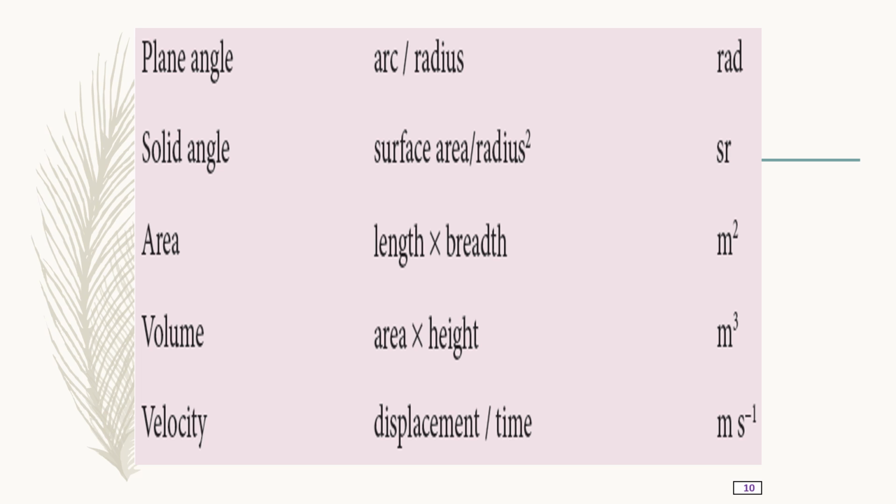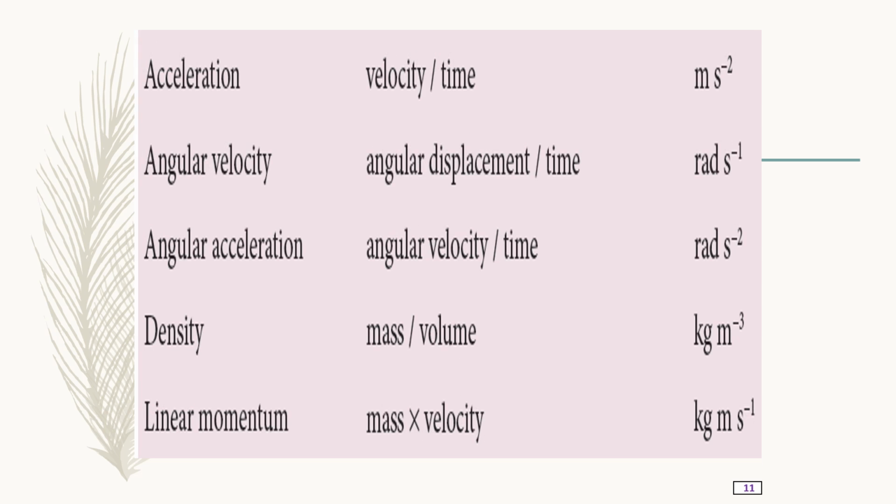Then we come to the velocity. The velocity formula is displacement by time and the unit is meter per second because the displacement is measured in meter and time in seconds, so we'll get meter per second. Acceleration, velocity by time, so meter per second square. Angular velocity is nothing but angular displacement by time, radian per second. Angular acceleration, angular velocity by time, so radian per second square.